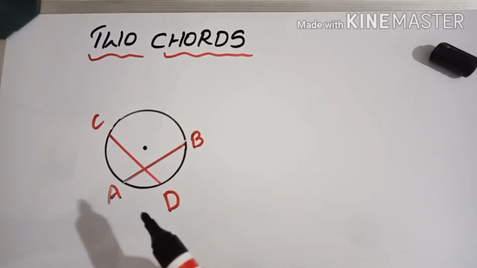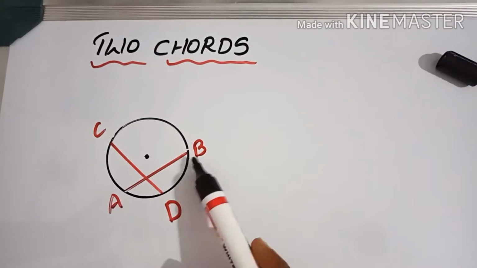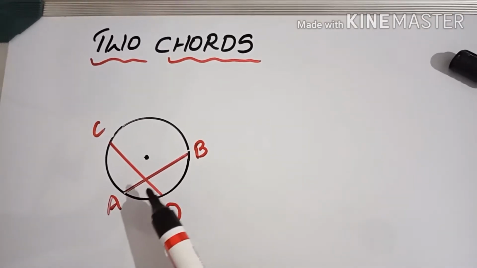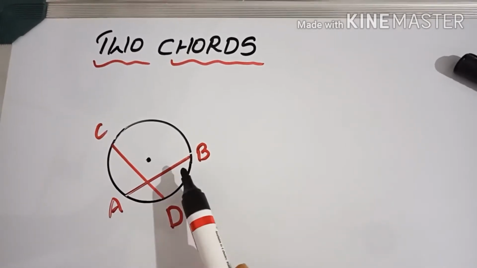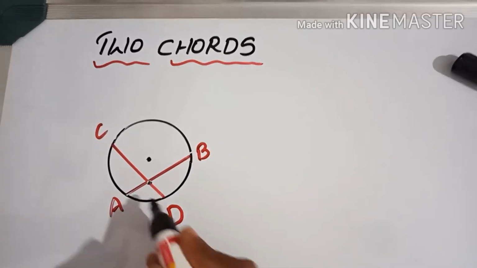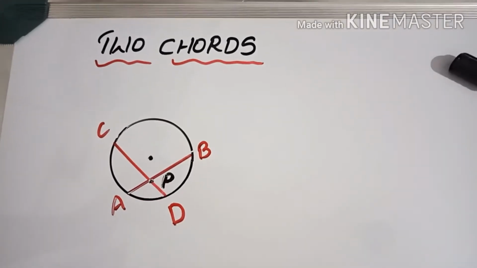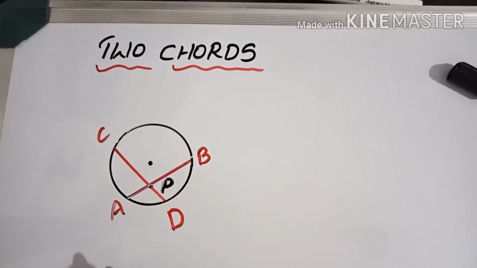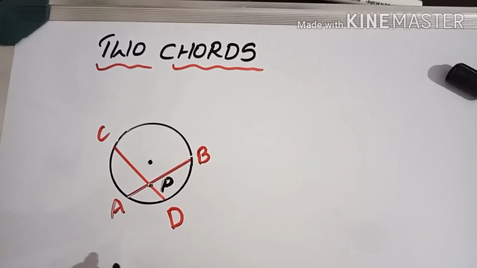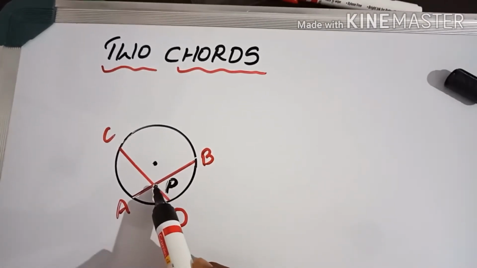So let's consider this figure. Here in this figure you can see two chords. AB is the first chord, CD is the second chord, and these two chords are not diameters. These two chords cross each other at a common point. Let's take that point as P. Now, in the previous case, when two diameters cross each other, all four parts are equal. But here a small change is there.